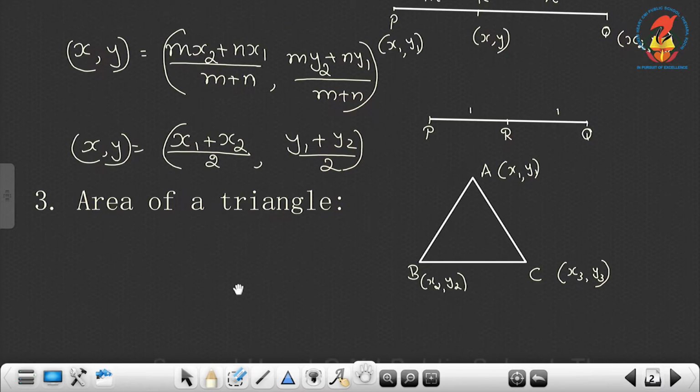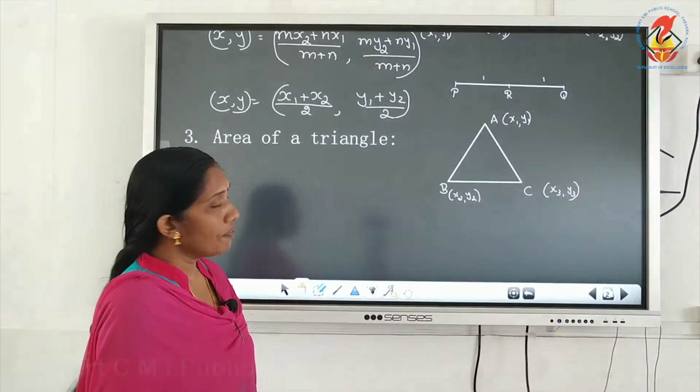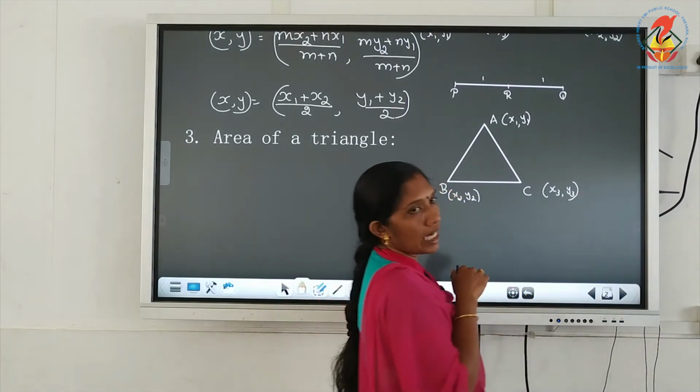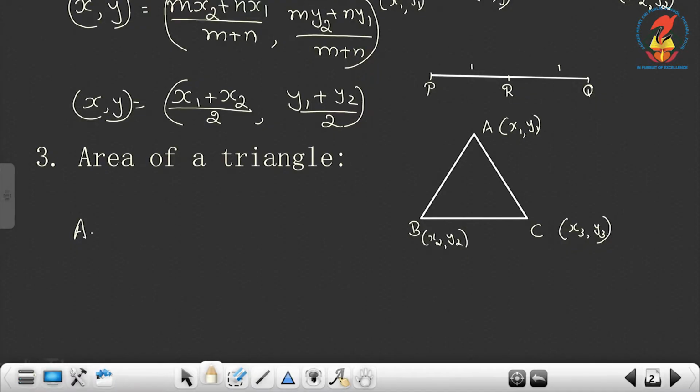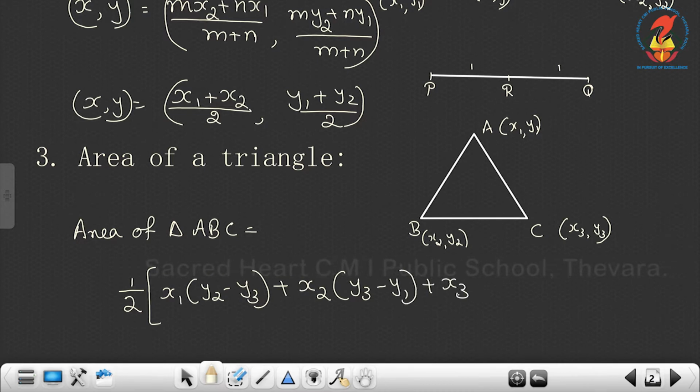Now the next is area of a triangle. Area of a triangle if its vertices are given. So A (x1, y1), B (x2, y2), C (x3, y3). What is the area of this triangle? So area of triangle ABC is equal to half into [x1 into (y2 minus y3) plus x2 into (y3 minus y1) plus x3 into (y1 minus y2)]. This is the area of the triangle.